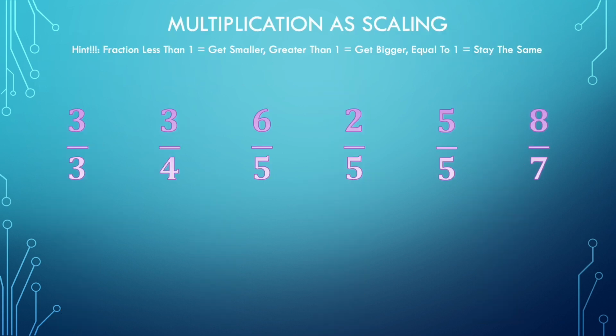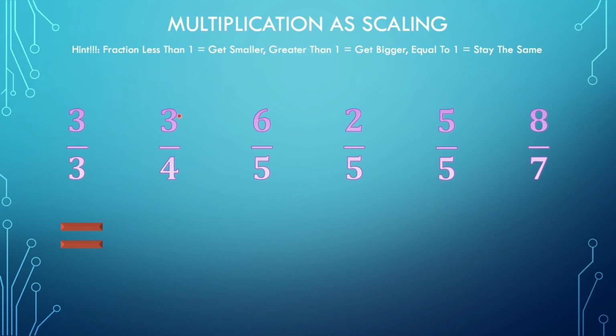So, to do our multiplication as scaling, we need to remember that a fraction that is less than 1 is going to get smaller. A fraction that is greater than 1 is going to get bigger. And a fraction that is equal to 1 is going to stay the same. So coming over here and looking at our 3/3, we know that we're going to have 3 slices out of 3 total slices. So 3/3 is 1. This is going to be equal to 1, so we are going to stay the same.